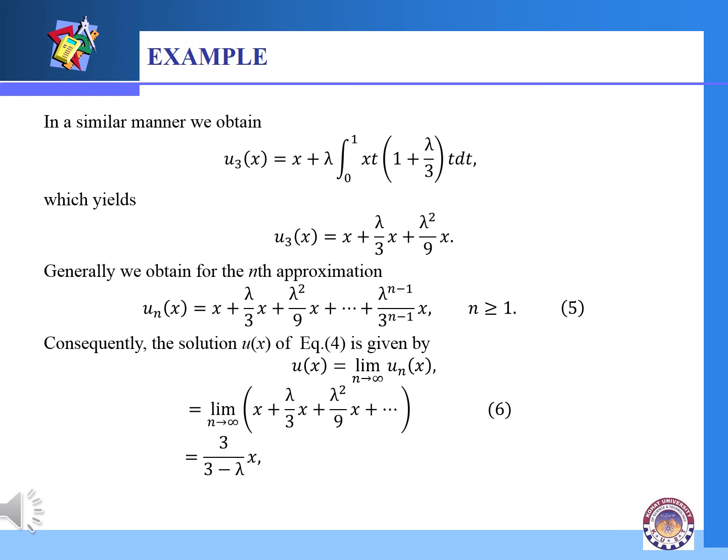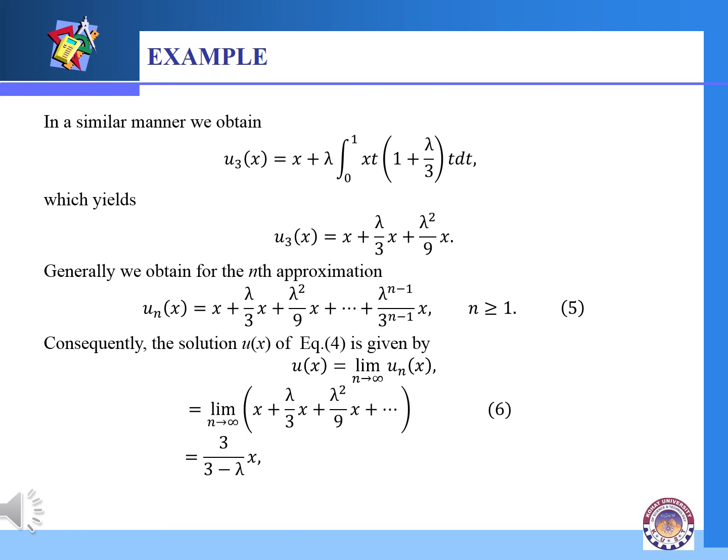Continuing in the same manner, we obtained u3 of x is equal to x plus lambda integral from 0 to 1 xt into 1 plus lambda by 3 t dt. You saw in the previous slide that u2 of x was equal to x into 1 plus lambda by 3. Here we have used u2 of t, so that's why we have replaced u2 of t by 1 plus lambda by 3 into t. Now by taking x into 1 plus lambda by 3 out of the integral sign and integrating the rest of the expression, we get u3 of x is equal to x plus lambda by 3x plus lambda square by 9x.